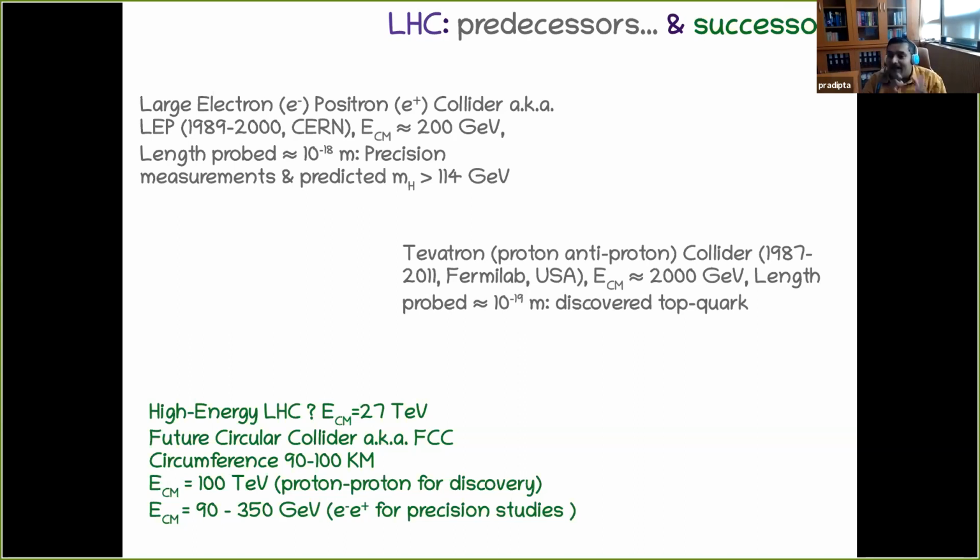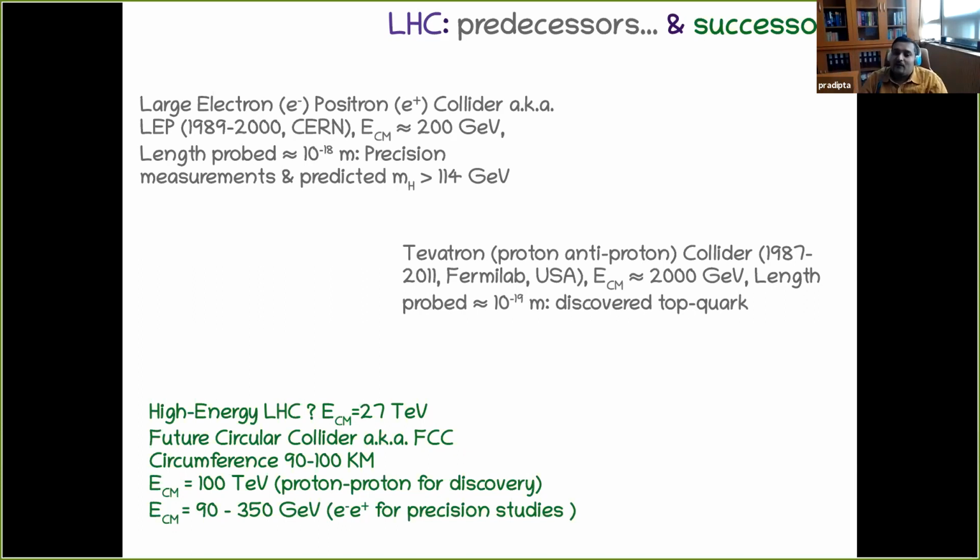In fact, this particular experiment was so precise. A part of LEP was beneath Lake Geneva. So even if some boat is going on top of Lake Geneva, LEP was sensitive to that boat movement. So you can understand the level of accuracy and precision, and you must appreciate that.